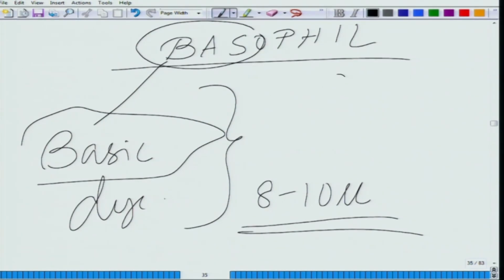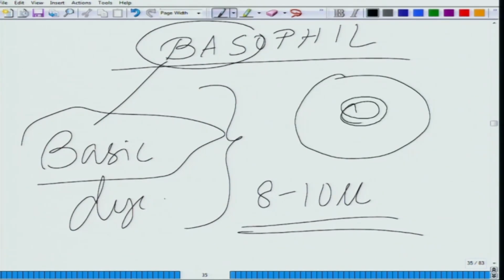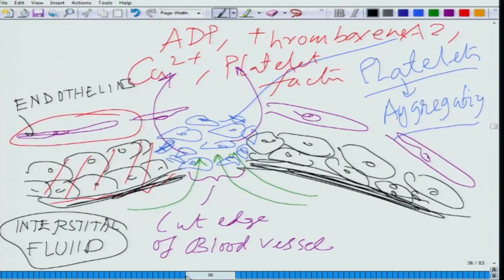In a blood smear, they will look more like pink color. This is how they look under the microscope. These basophils contain histamine and heparin, which prevent blood clotting. We have talked about this.